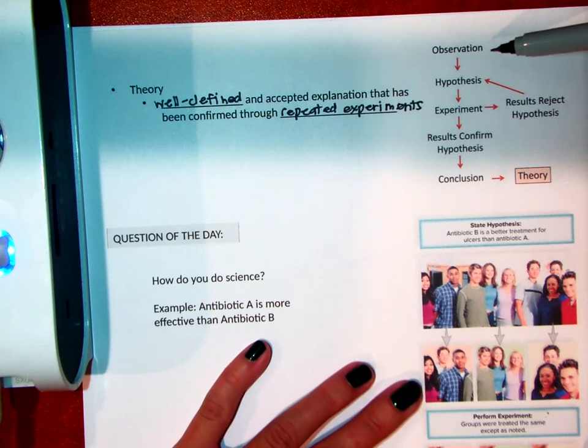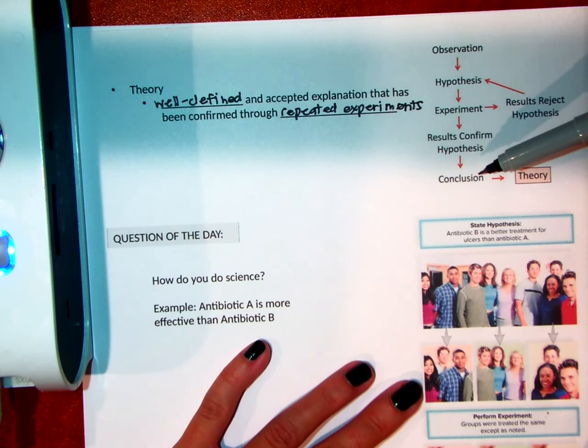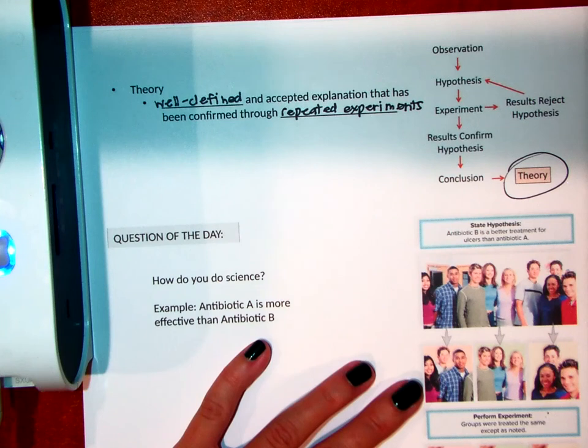So to get a theory, we got to go through the steps of the scientific method here. We start with an observation, form a hypothesis, conduct an experiment. If the results reject your hypothesis, you come back and form a new hypothesis until you can confirm your hypothesis. And if this is done many, many times in repeated controlled experiments, then maybe someday we can say it's a theory.